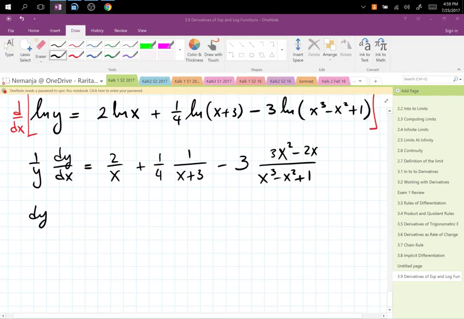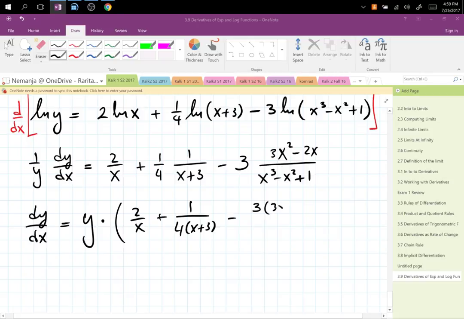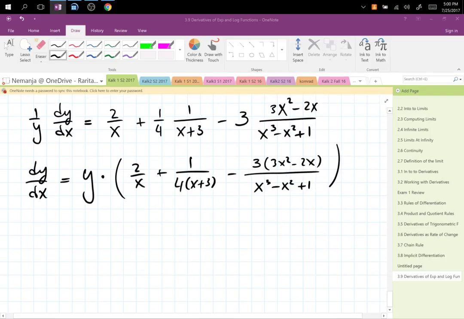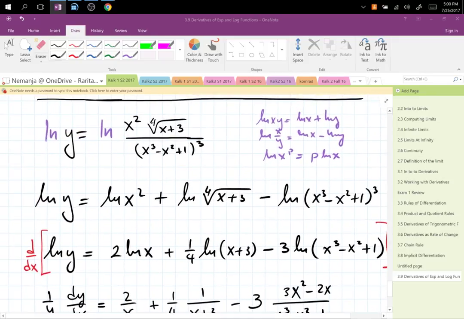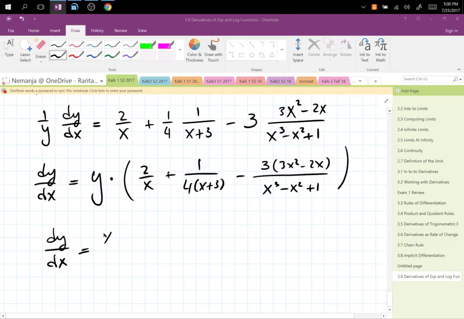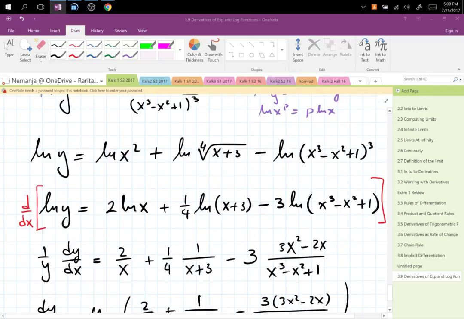So this becomes dy dx is equal to y times 2 over x plus 1 over 4 times x plus 3 minus 3 times 3x squared minus 2x divided by x cubed minus x squared plus 1. And all I need to do is to replace what y is, and the derivative is done. Now, this might look convoluted and crazy, but it's very systematic if you know how to take these derivatives.